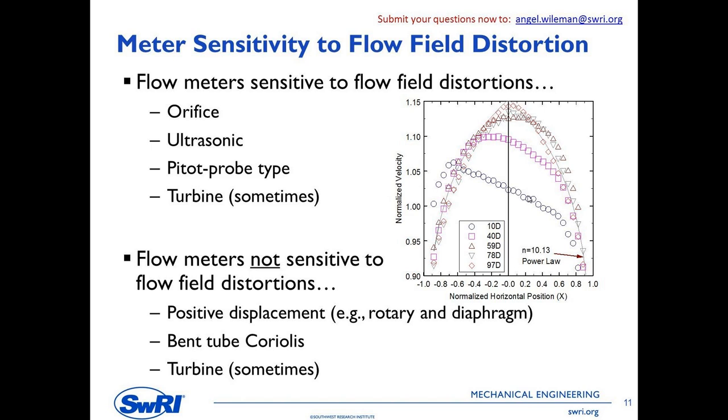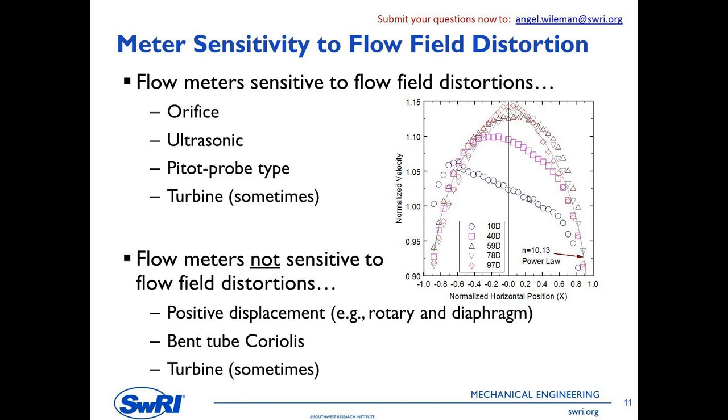Turbine meters, depending on the design of the meter, can be sensitive or not. It just depends on how much flow conditioning is integral to that turbine meter as to how it reshapes the profile going into the meter. Positive displacement meters, bent tube Coriolis meters, those tend to be relatively insensitive to profile distortions. A displacement meter, either a rotary or diaphragm meter, is operating on the idea that it's displacing a certain amount of gas per every rotation of the meter. So the fact that the gas is distorted doesn't really matter.